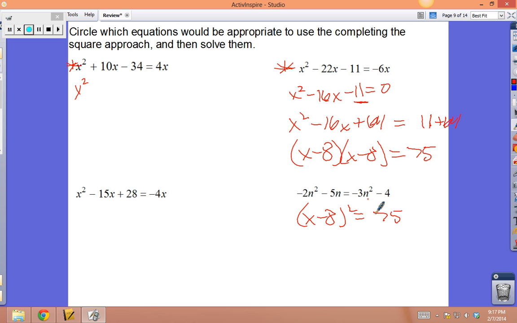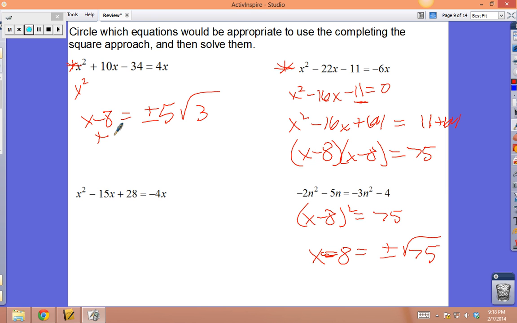Square root this. x minus 8 is equal to plus or minus square root of 75. I know square root of 75 is the same thing as 25 times 3, so 5 square root of 3 is equal to x minus 8. Plus 8, plus 8, so x is 8 plus or minus 5 square roots of 3.